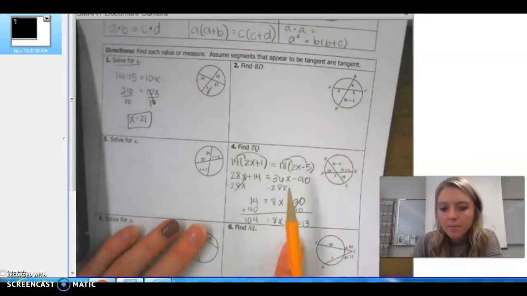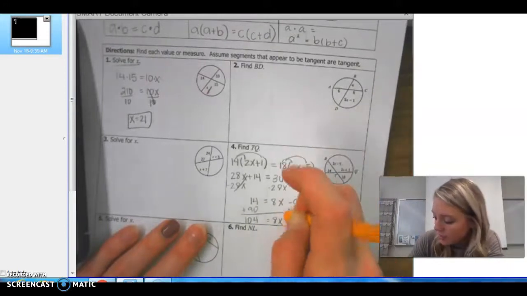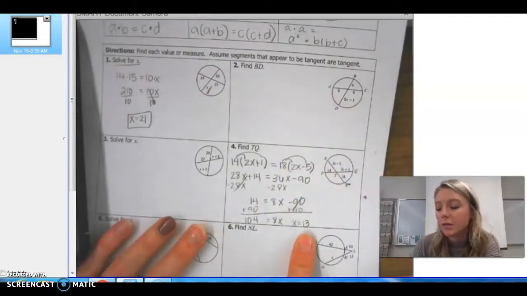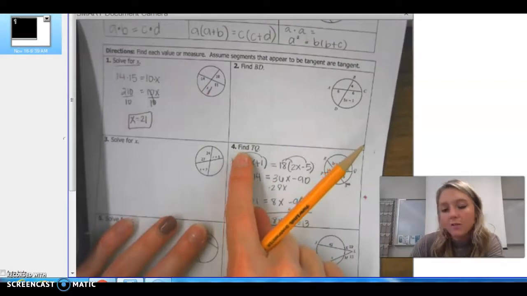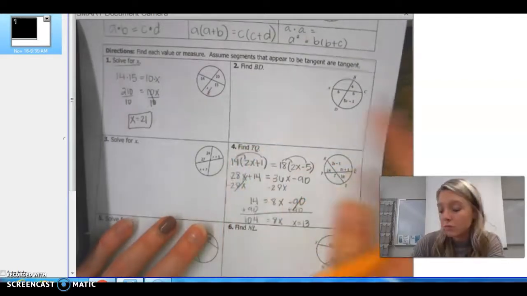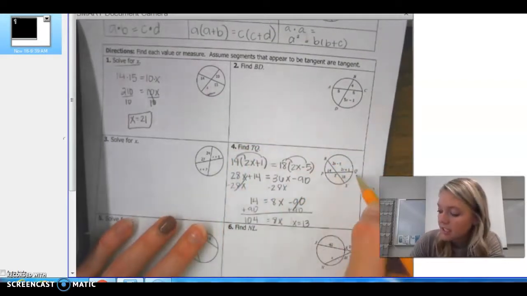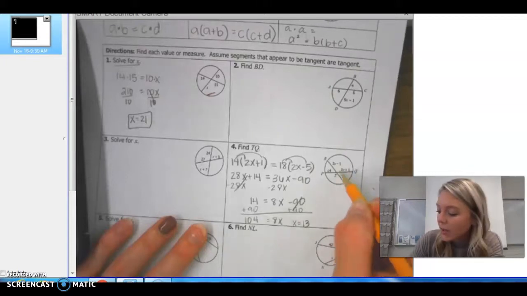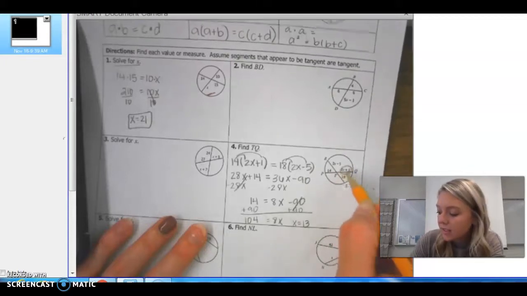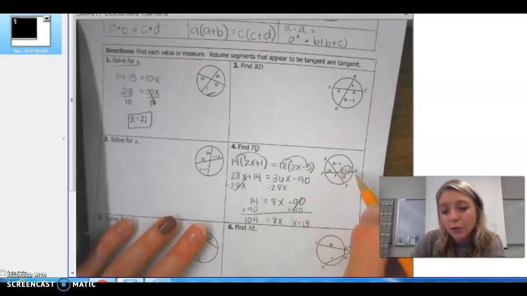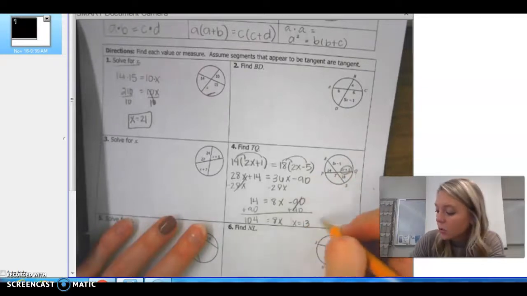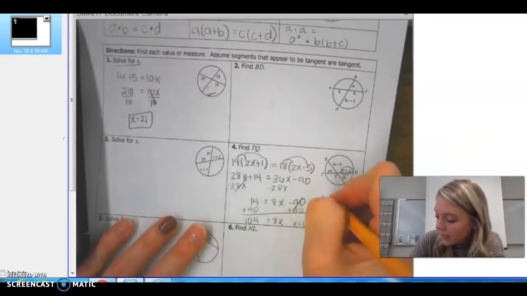But before I box this in, you can tell I was about to get ahead of myself. Number 4 asked for us to find TQ. So T to Q is talking about this distance or this length of your chord. So I need to plug the 13 in for that x.